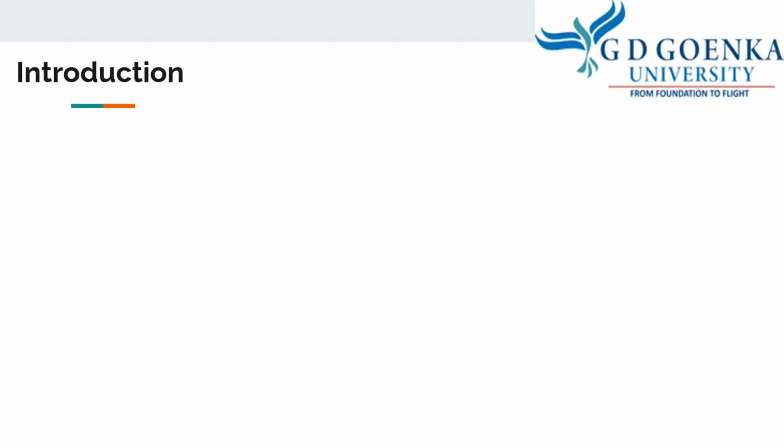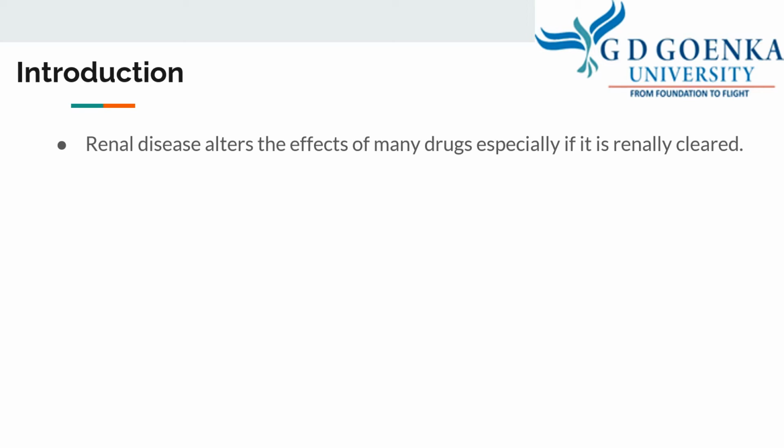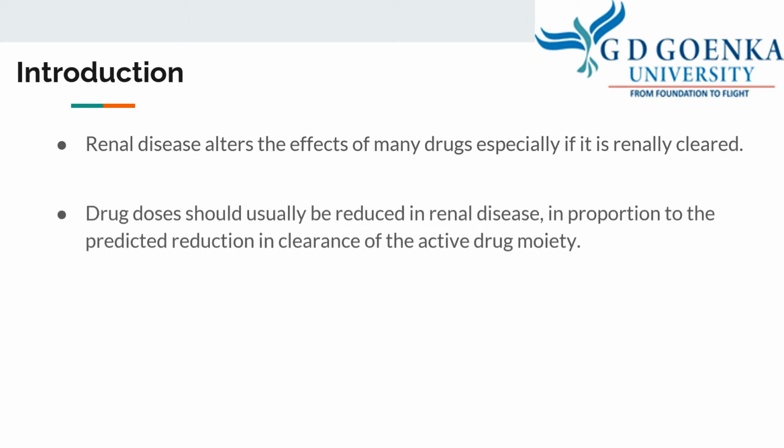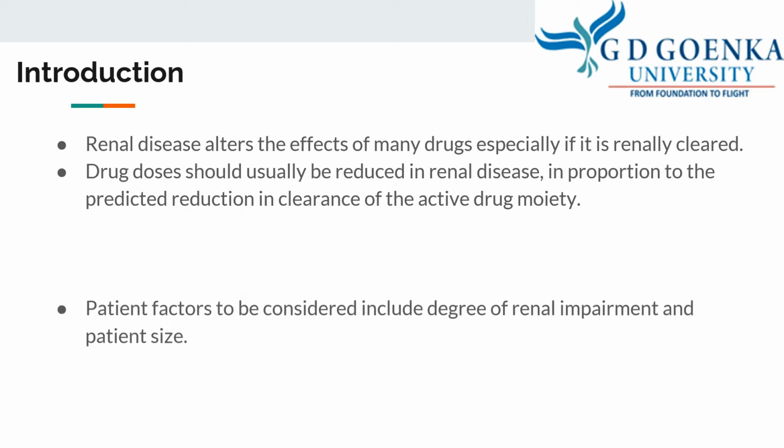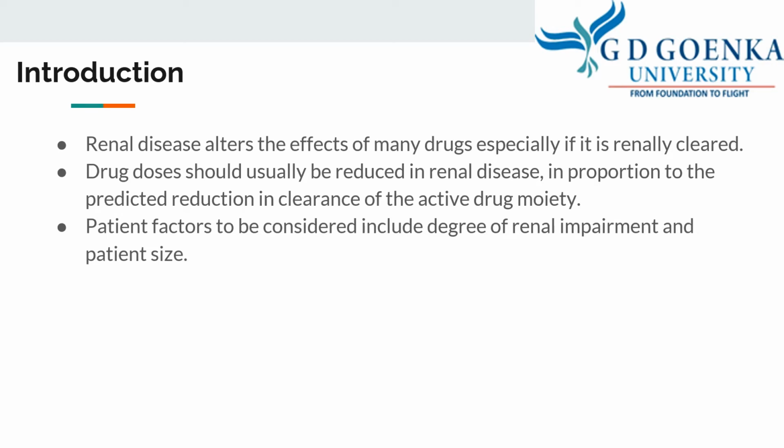First of all, let us have a brief introduction on why a dosage has to be adjusted in case of renal disease. Renal disease alters the effect of many drugs, especially if the drug is renally cleared. Drugs which are not renally cleared need not be considered for dosage adjustment. There are several examples, like dimethyl fumarate, which is excreted primarily through the lungs as carbon dioxide gas. So, there is no need for dose adjustment in patients suffering from renal disease.